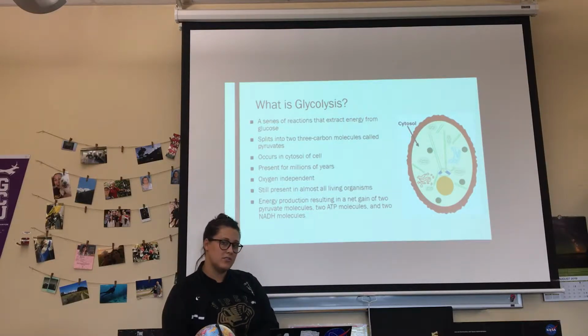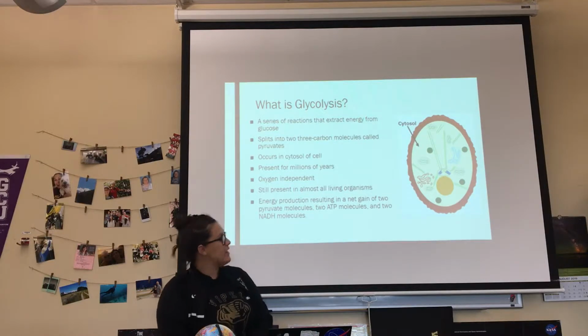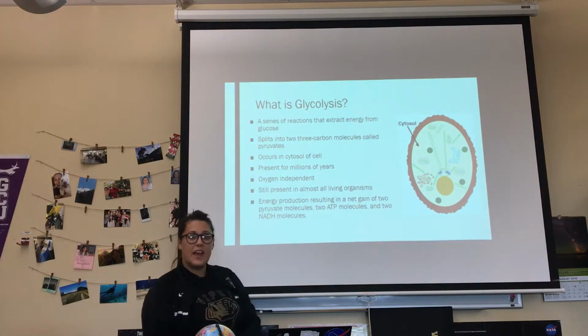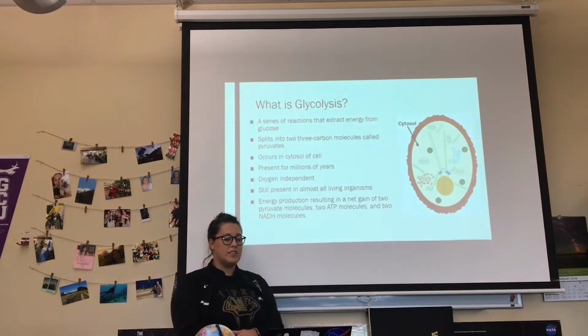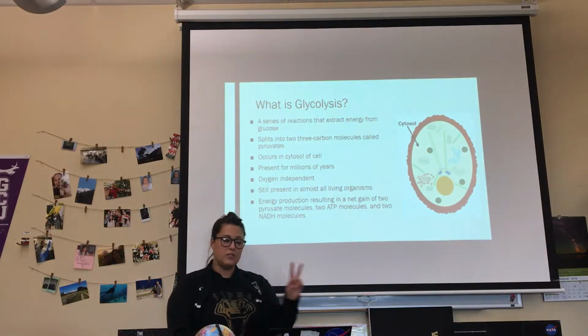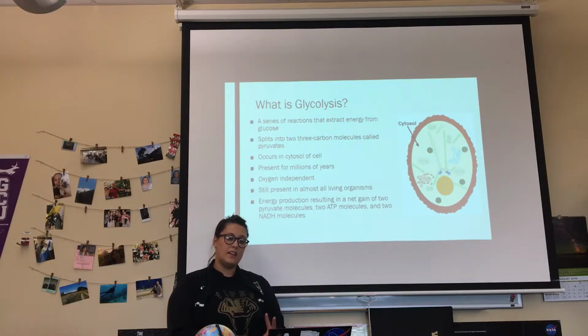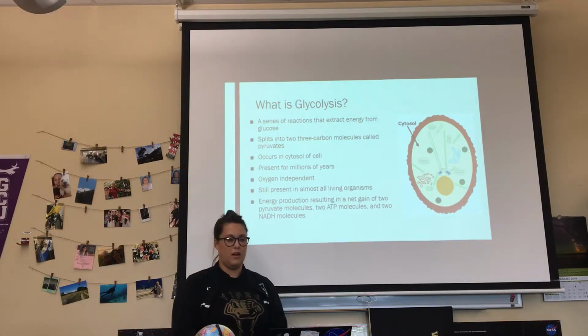Even though it doesn't need oxygen to happen, it does occur in animals that take in oxygen. And it is energy producing. Again, that's the main goal. We do glycolysis to get energy. And it results in a net of 2 pyruvate molecules, 2 ATP molecules, and 2 NADH molecules. So altogether, we have the 2 ATP and the 2 NADH, which are the main molecules that produce energy and are derivatives of energy, while the pyruvate molecule is the excess product that's left over.